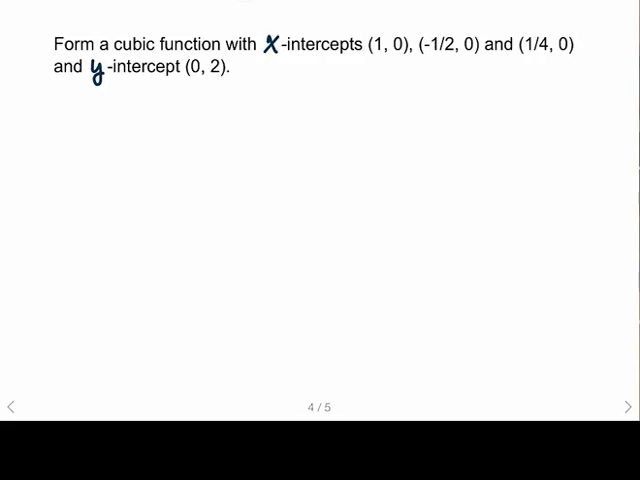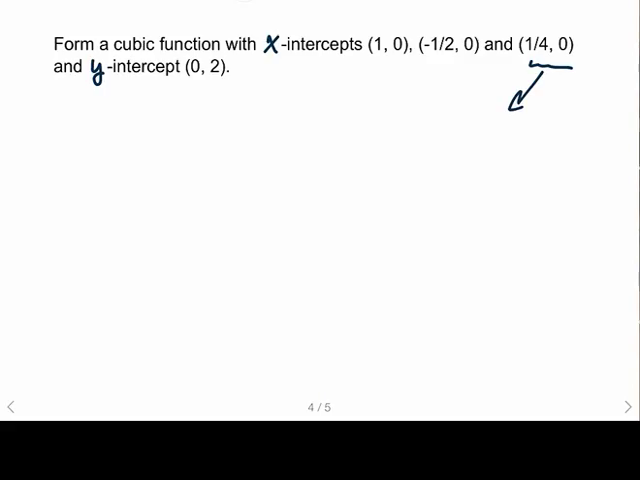But not this one. Here we're asked to form a cubic function with x-intercepts (1, 0), (negative 1/2, 0), and (1/4, 0), and a y-intercept of (0, 2). This is almost the same thing we've been asked to do with a slight twist. Well, two twists. One, we're given intercepts instead of zeros. And number two, we're told basically what our constant term needs to be. That's our y-intercept number.